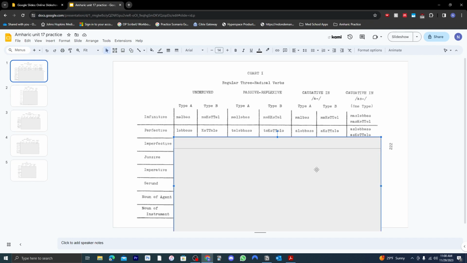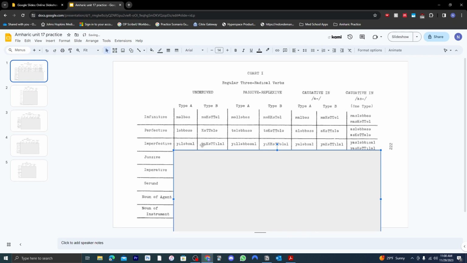Hopefully that's somewhat correct. We'll see. Yelebsal, Yiketelal. I was wrong here. So the T is removed. So in the imperfective, this T is no longer here. In other conjugations, it will remain.